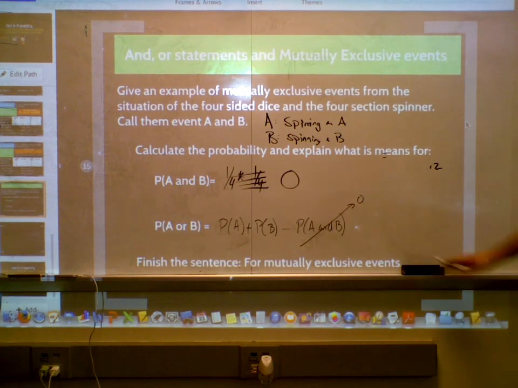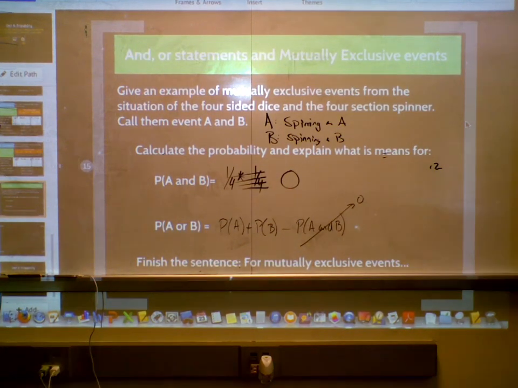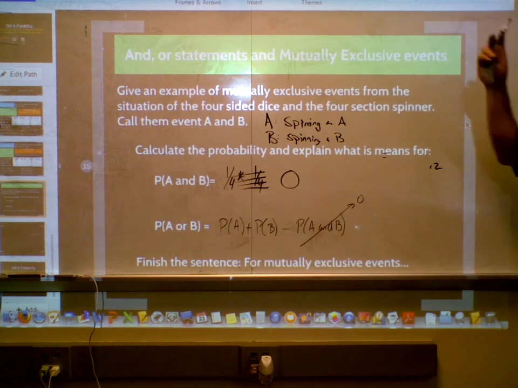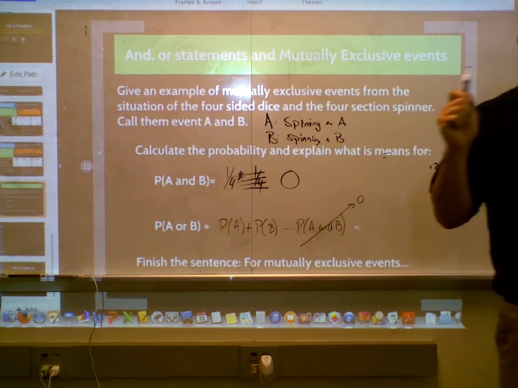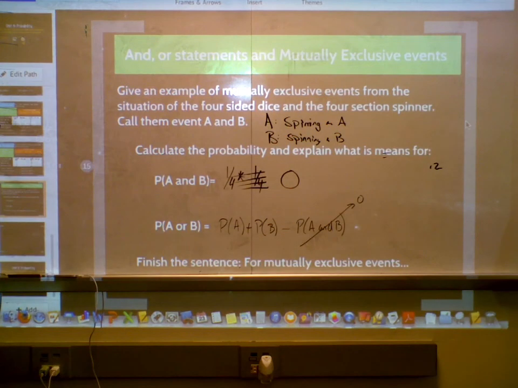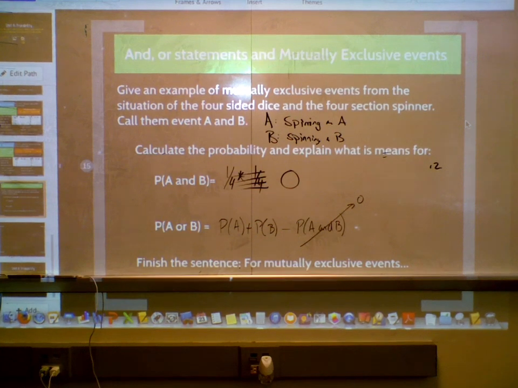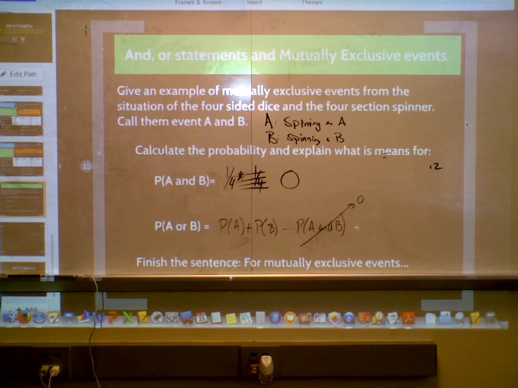Right? So finish the sentence. For mutually exclusive events, what do you think? The probability of A and B is always 0. Okay? For mutually exclusive events, the probability of A and B occurring in the same outcome is 0. I know I added some stuff to that, Luis.